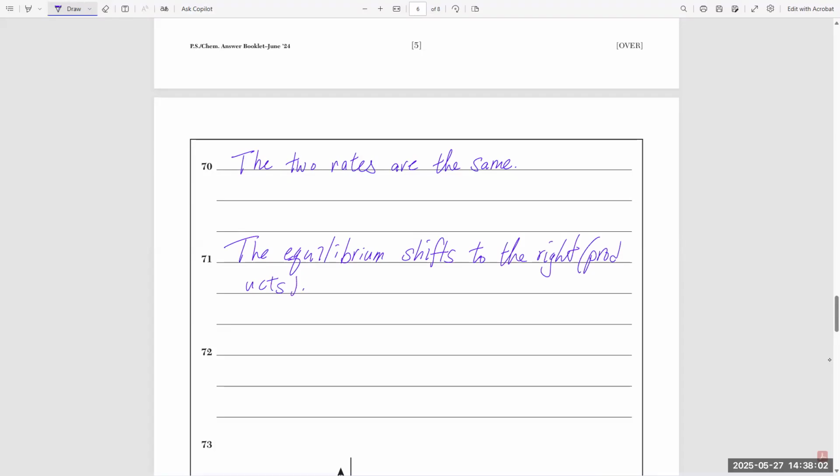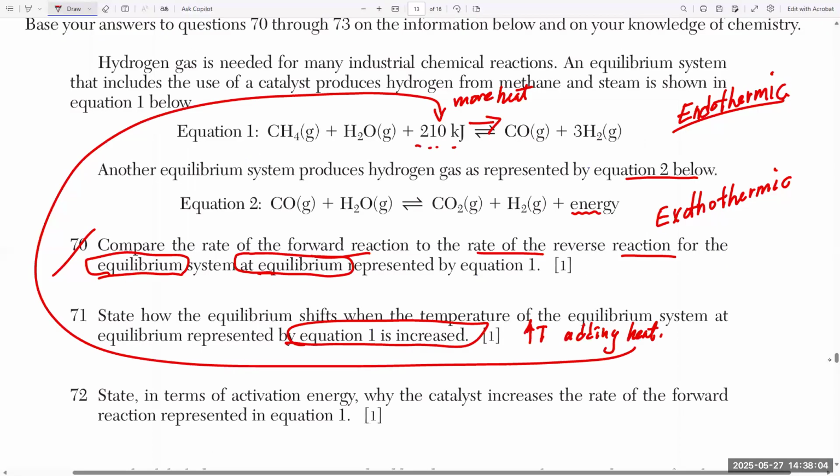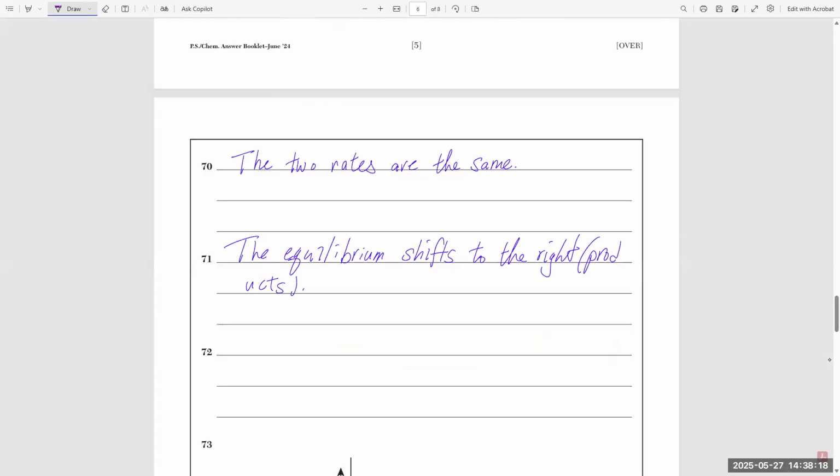Once again, when you raise temperature, you're adding heat, but in equation 1, heat happens to be on the reactant side, and therefore adding more reactant makes it go towards the product. So it's going to the right or the product side.